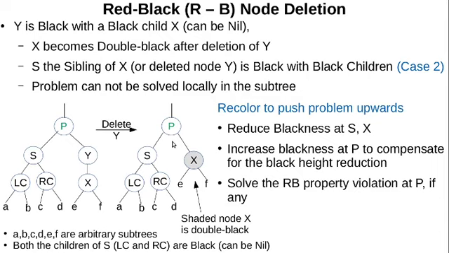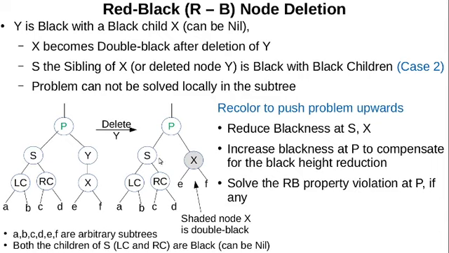Node P is the parent of double black node X and its sibling S. A, B, C, D, E, F are arbitrary subtrees. It is to emphasize that the tree satisfies all the red-black properties before the deletion of node Y. In this case, the problem cannot be solved locally. Hence, we push the problem upwards in the tree using recoloring.